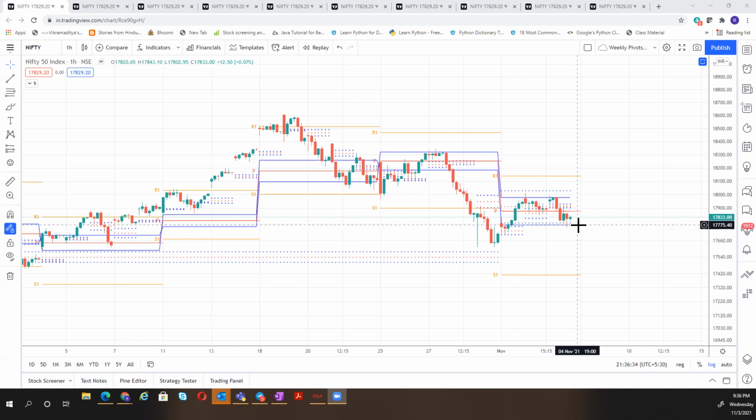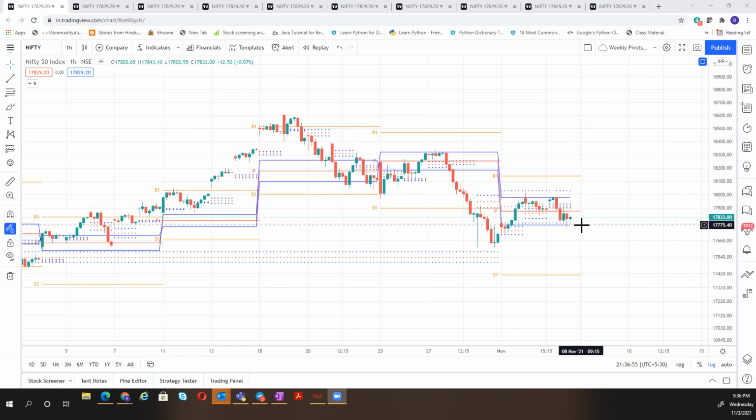Okay, what lower CPR or bottom circuit? I used wrong terminology. TC is for top circuit, BC is bottom circuit. Now this is where we saw some kind of buying. Now what is this level? This level is 17,775.